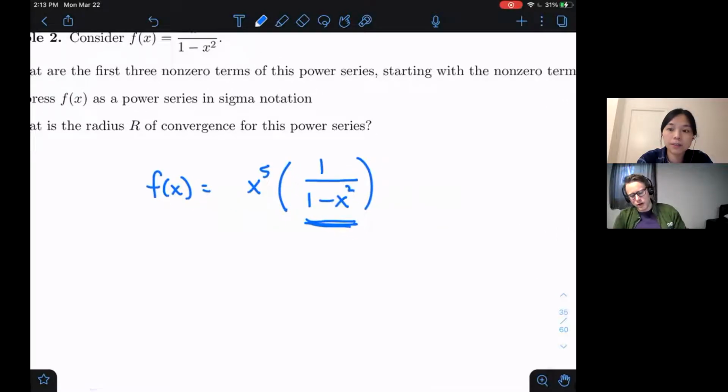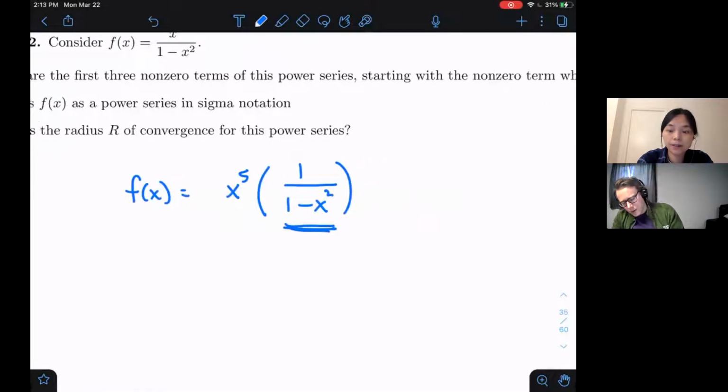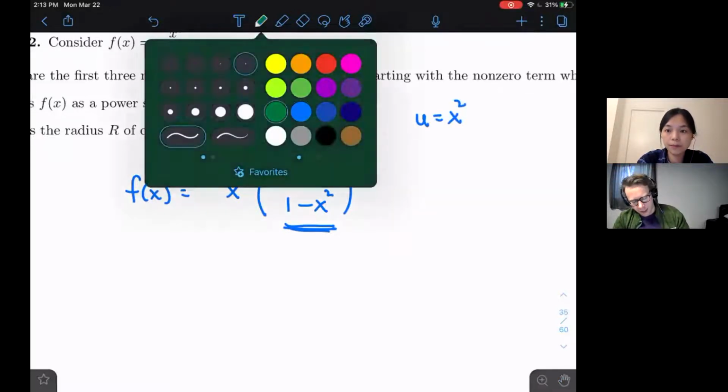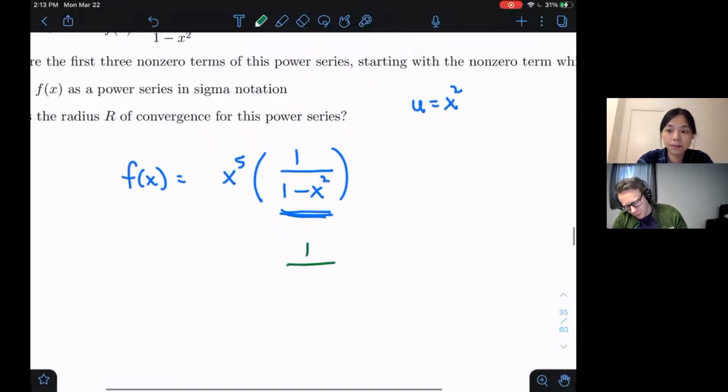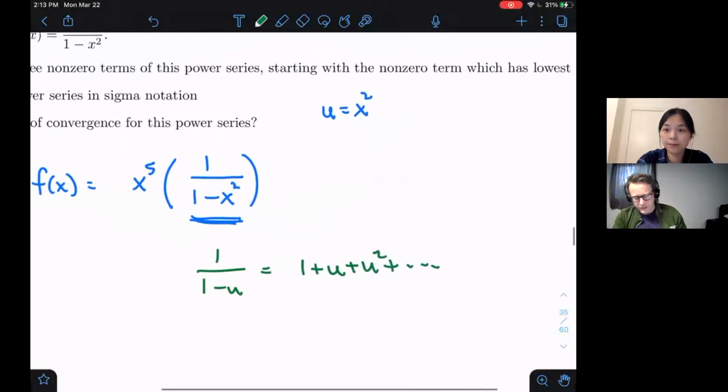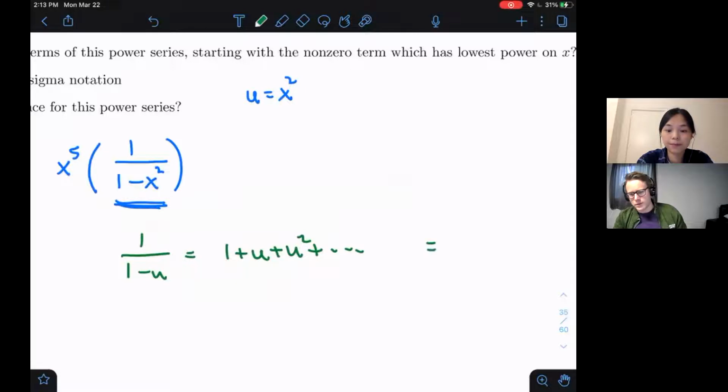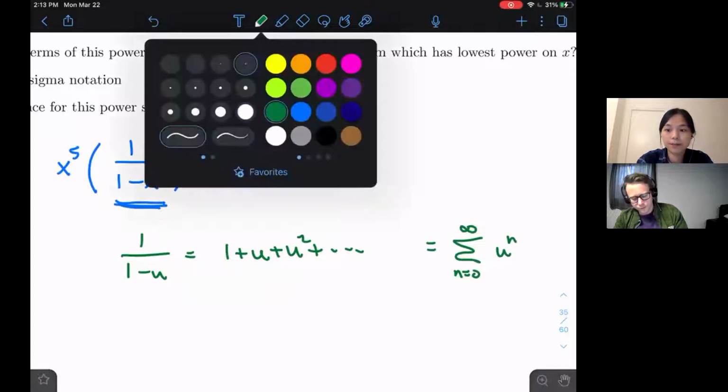And so now when I'm looking at this, I'm thinking, well, let u be equal to x squared, because we're going to be using our good old formula, 1 over 1 minus u is equal to 1 plus u plus u squared plus dot, dot, dot. And if you wanted to write that in sigma notation, this would be summing up from n equals 0 and beyond of u to the n.